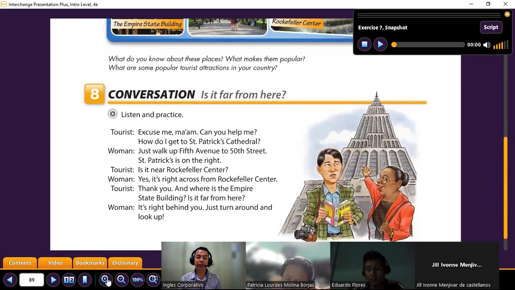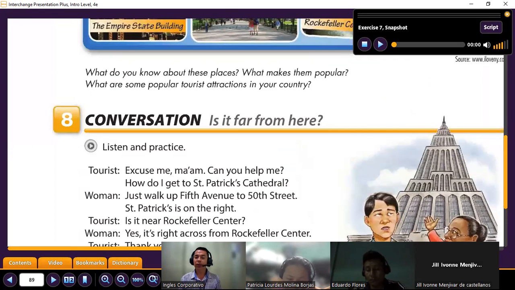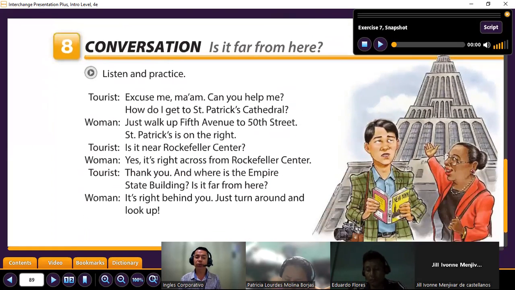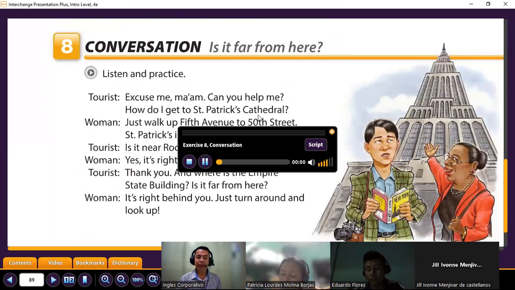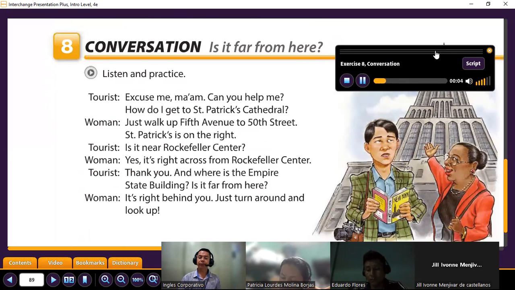If you're looking for touristic attractions, you're looking for directions. So you use imperatives, right? Imperatives. So this is the topic. Remember the topic for today, imperatives, right? Page 89, exercise 8, conversation.